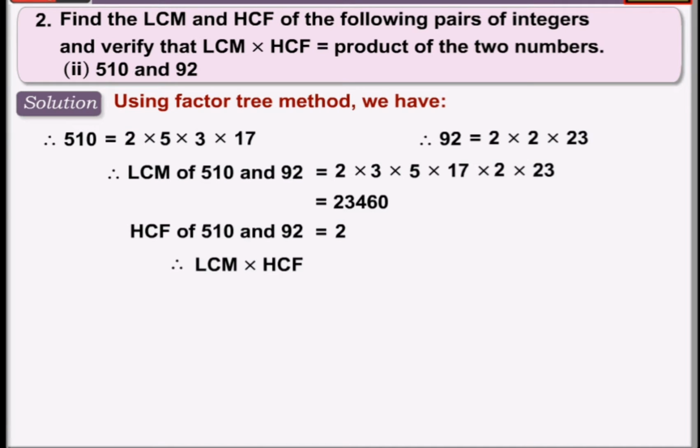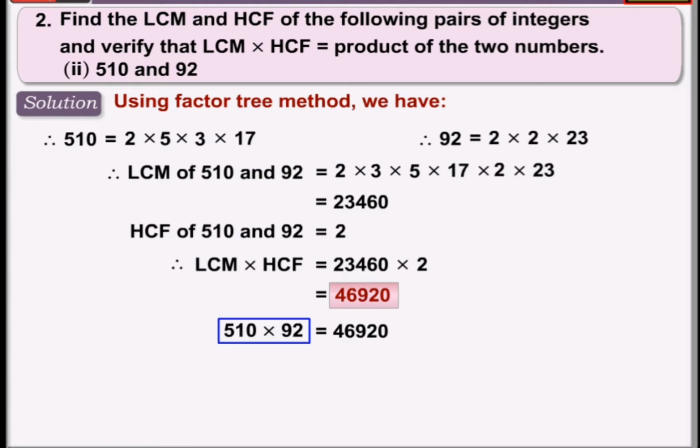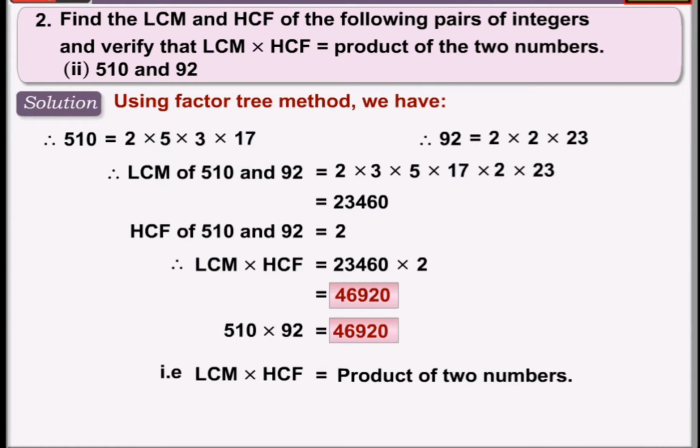So, LCM into HCF is 23,460 into 2. That is 46,920. And 510 into 92 is 46,920. That is, LCM into HCF is equal to product of two numbers.